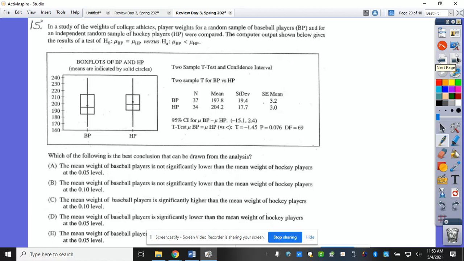Number 15. In a study of the weights of college athletes, player weights for a random sample of baseball players and a random sample of hockey players were compared. We are testing this. So we are testing that, put that in words.